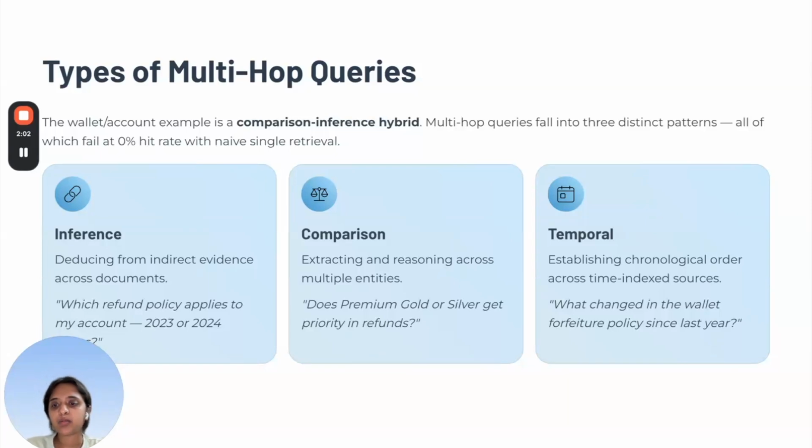First can be inference based, where we have to deduce something from indirect evidence across different documents. Say, what refund policy applies to my account for a certain year? We are going to research the refund policy pertaining to that particular year. Next would be comparison queries, where we have to extract and reason across multiple entities, say comparing different kinds of membership. And third would be temporal based, where we have to establish a chronological order across time-indexed resources. Say I change my wallet, what is the policy, how am I going to forfeit it?